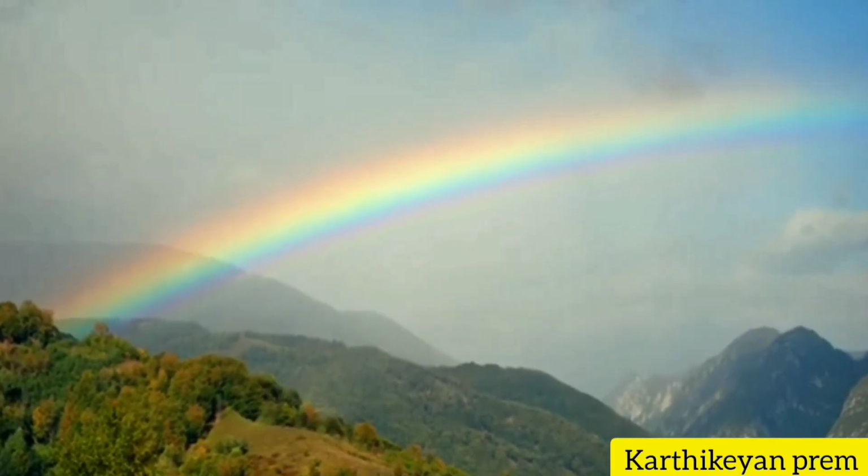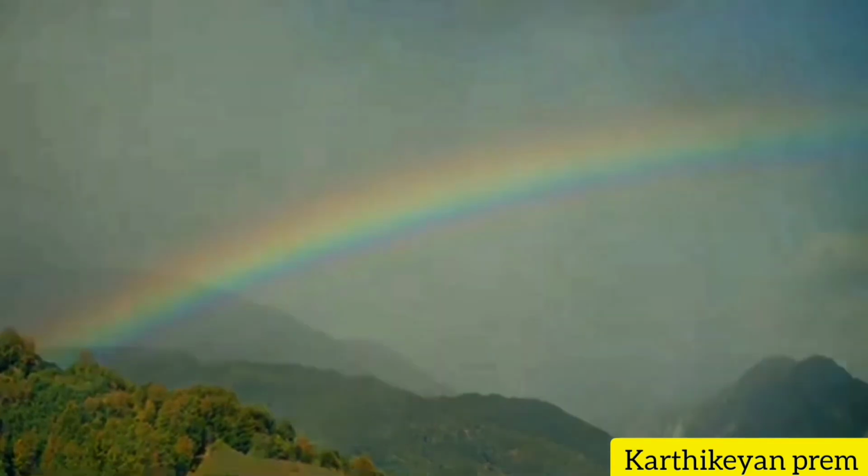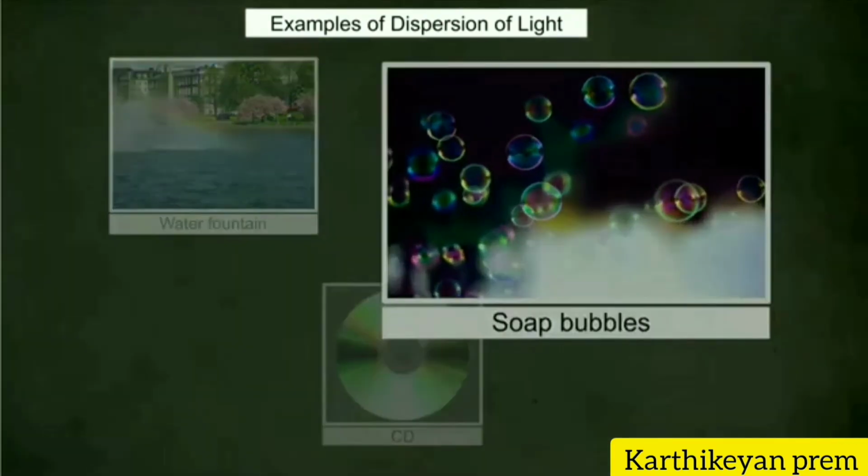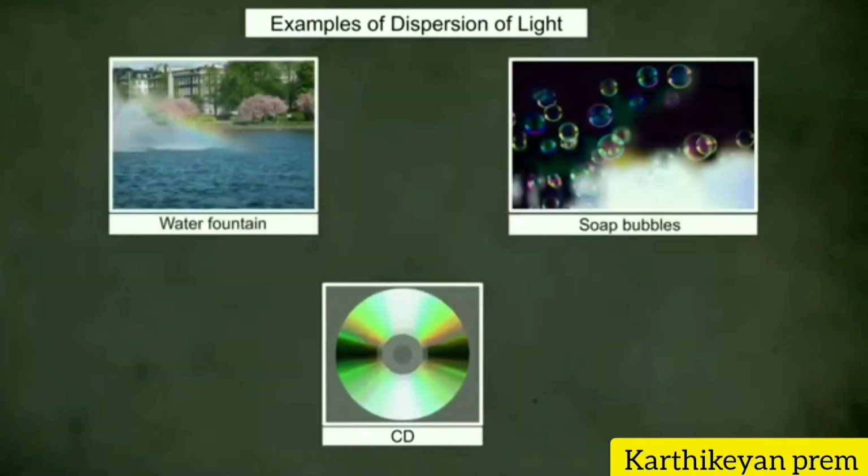Dispersion of light not only results in the formation of a rainbow, but we can see this effect in our day-to-day life as well. For example, the beautiful band of colors we observe in water fountains, soap bubbles, CDs are all due to dispersion of light.